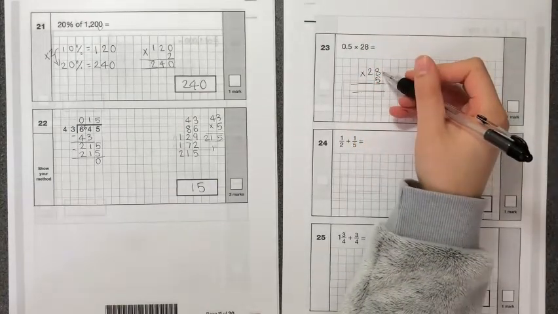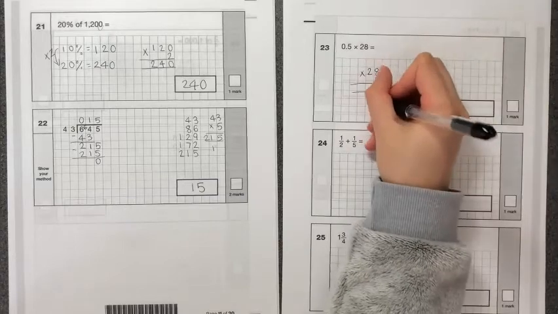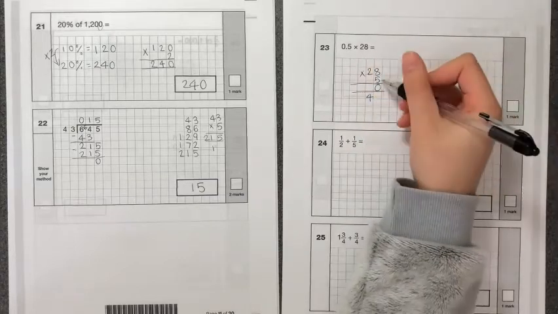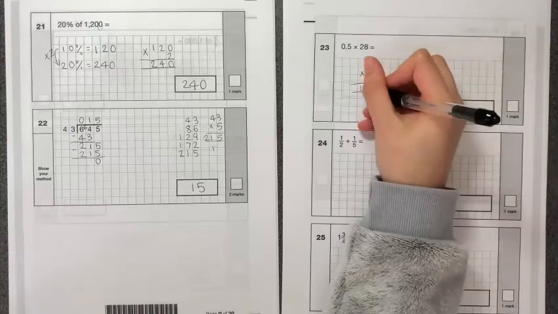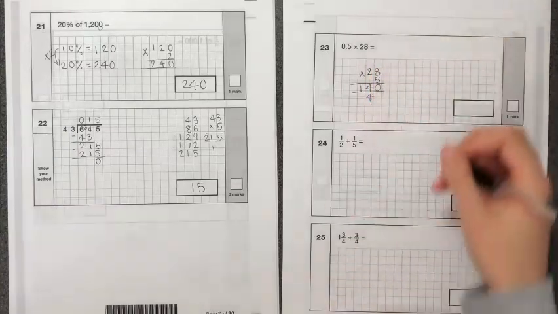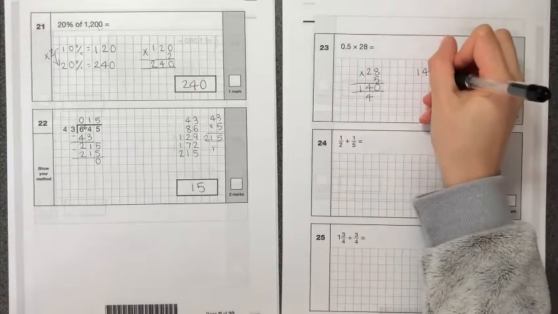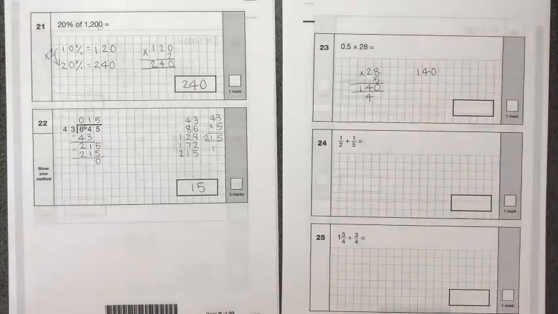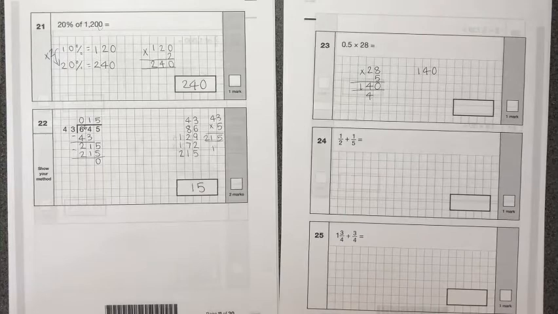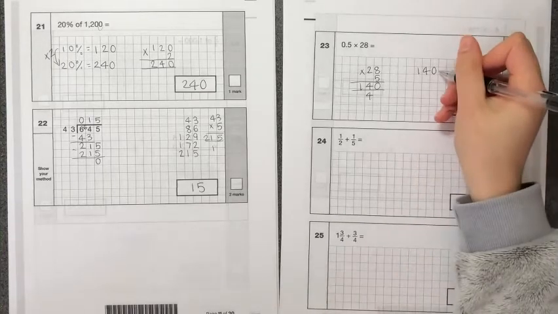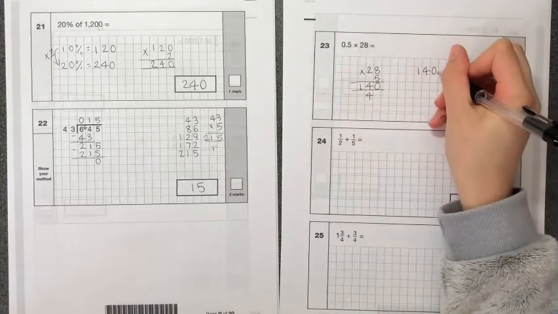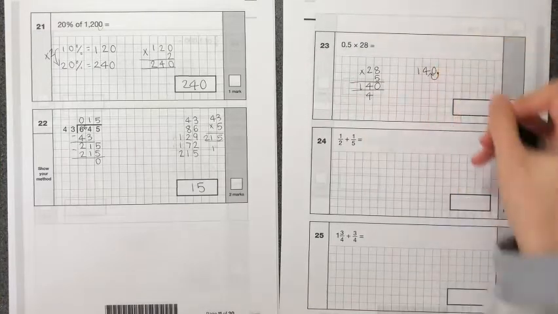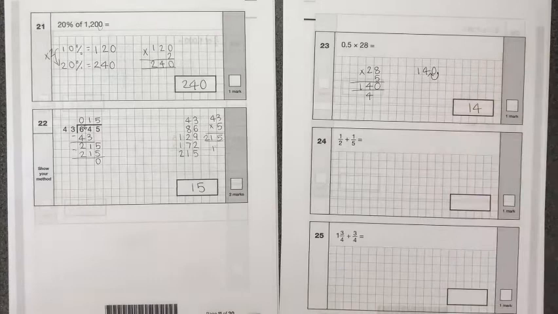Five times by 8 is 40, carry the 4, write the 0. 5 times by 2 is 10, plus 4 is 14. Now the decimal point that we imagined wasn't there before, now we're going to bring that in. That's 1 decimal place in, 1 decimal place in, gives us 14.